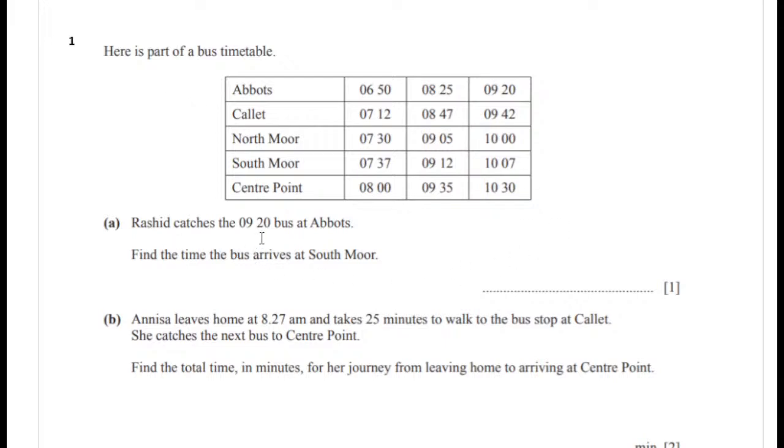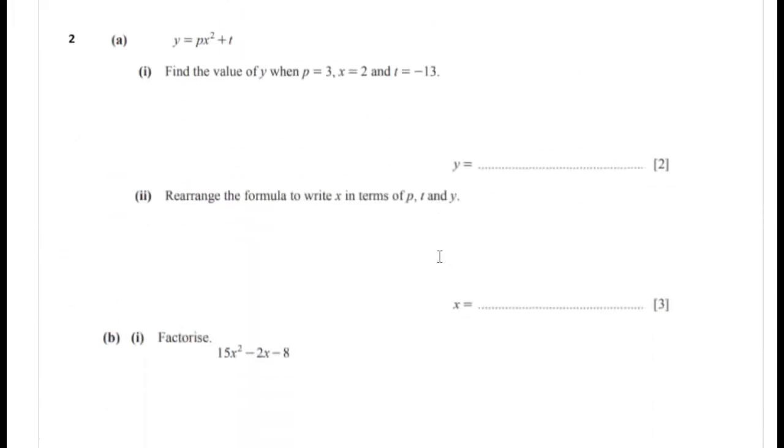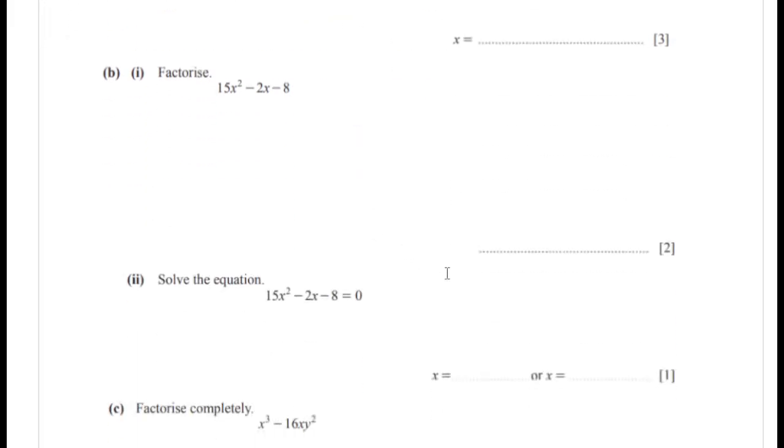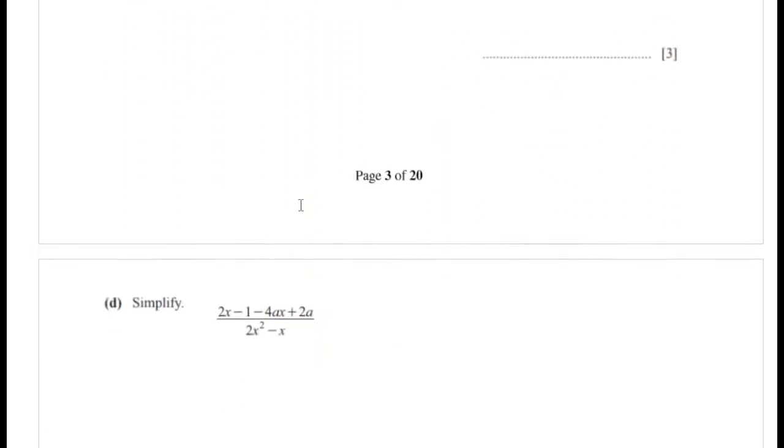Rashid catches the 9:20 bus, find the time the bus arrives at Southmoor. Okay, you can work out. So this first question I'm leaving to you. Second question, again a simple question, y is given, find the value of y. We have to find the value of y when p, x, t is given. Okay, so no need to discuss. Factorization, again a simple question, you can do that. ABC, all the factorizations are simple.